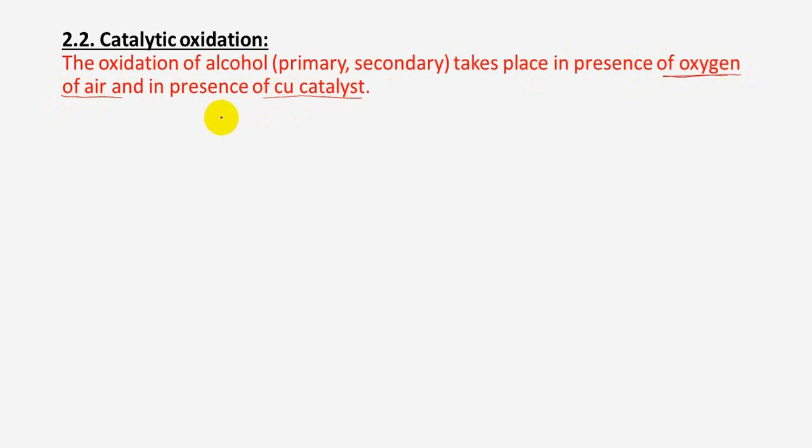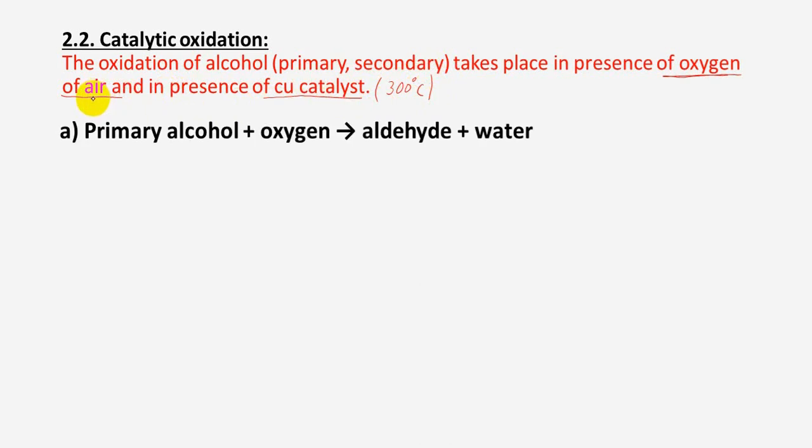The similarity between catalytic dehydrogenation and catalytic oxidation is that they have the same catalyst, the hot copper, with a heat at 300 degrees Celsius. The difference between catalytic oxidation and catalytic dehydrogenation is that in dehydrogenation there is no oxygen gas involved in the reaction. Here there is an oxygen gas.